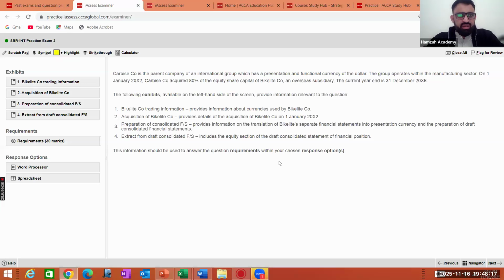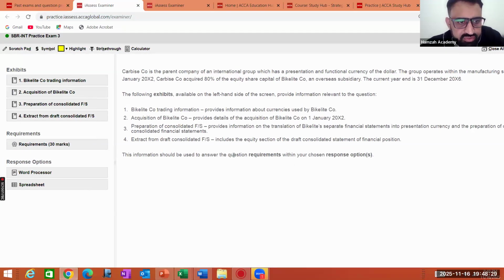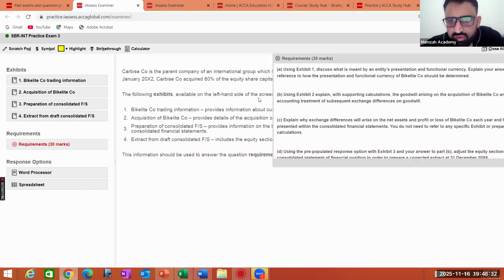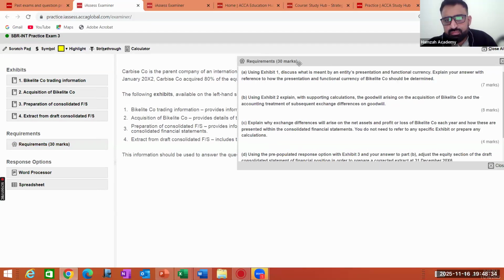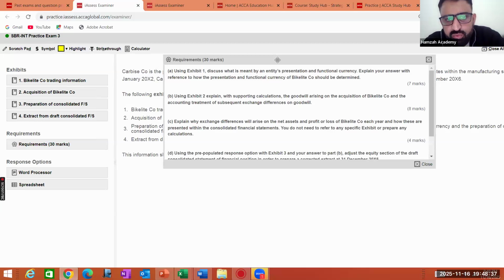Okay, now we have another question, and this is again on a question of the foreign subsidiary. Now, first of all, look at the requirements. Using Exhibit 1, discuss what is meant by an entity's presentation and functional currency, and explain your answer with reference to how the presentation and functional currency of the B company should be determined.